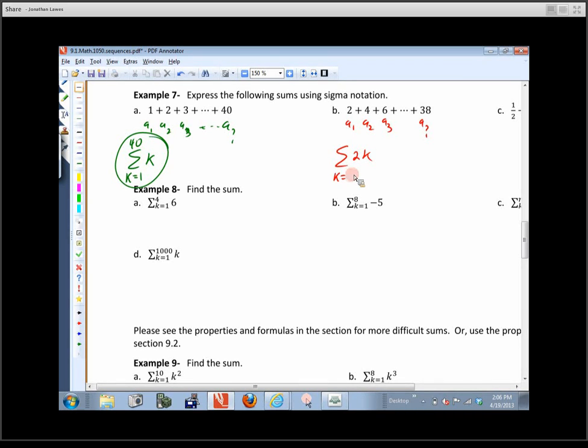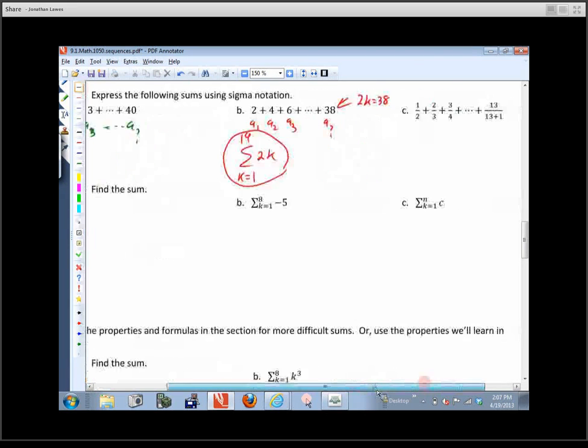What k do I start by plugging in? 1, right? If you plug in a 1, that would produce a 2. Plug in a 2, that would produce a 4. Where do I stop then? It would be 19. In other words, when does 2k equal 38? When k is equal to 19. When I'm on the 19th term, that's when I'm going to stop. So again, there's the sigma notation for that one. Any questions?